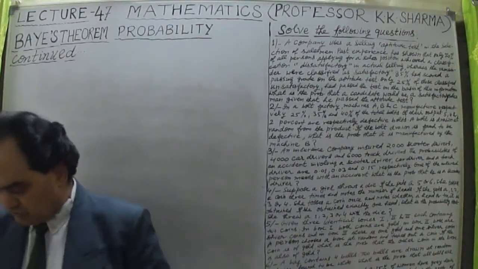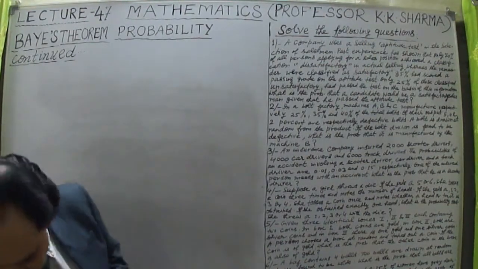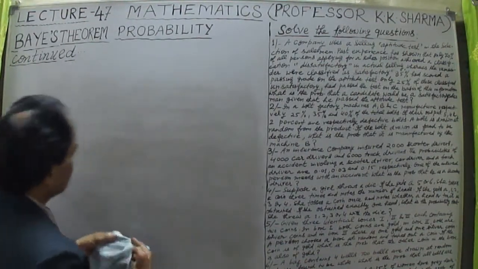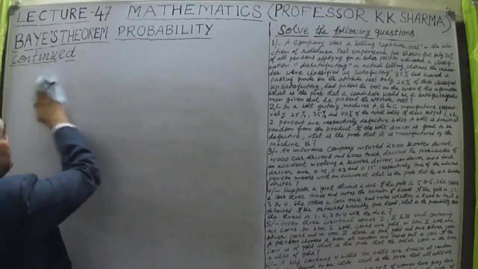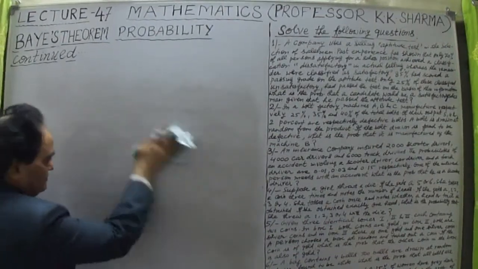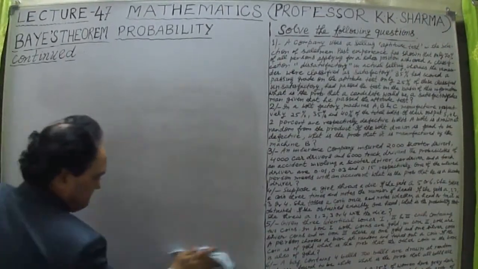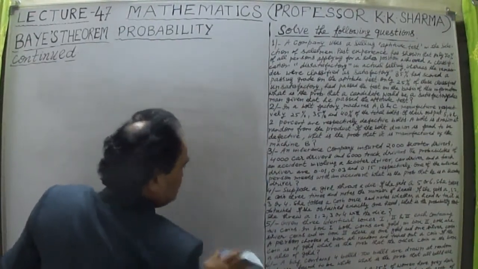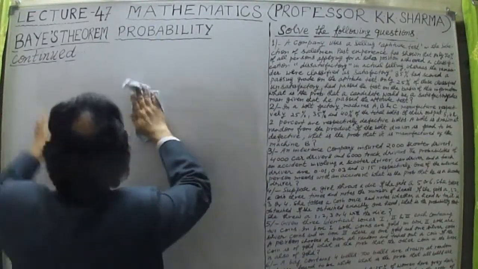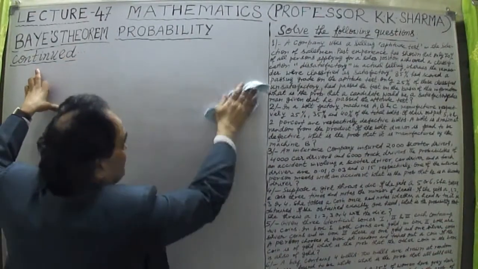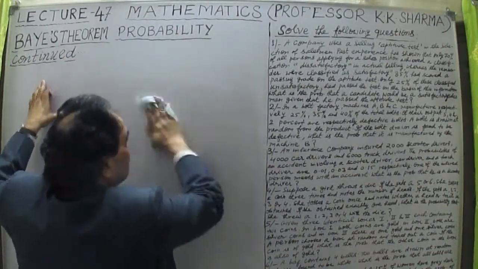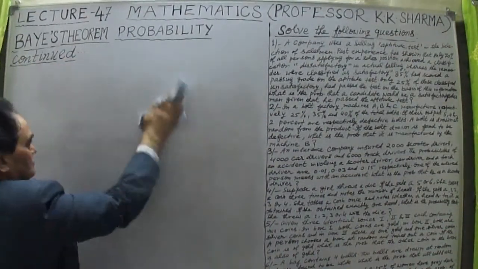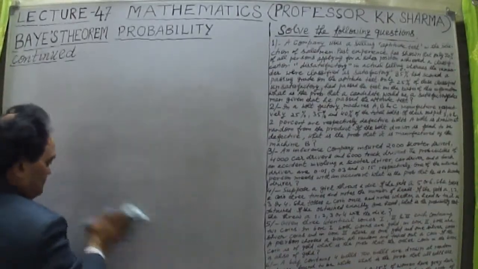Yes friends, so question number 4 we are going to. Now first let me clean this. Now up to question number 3 we have completed, right? That is Bayes' theorem, extension we have taken, continuation, Bayes' theorem in continued form. Questions based on Bayes' theorem continued. We are taking some more questions.